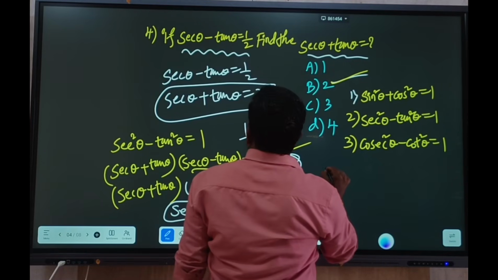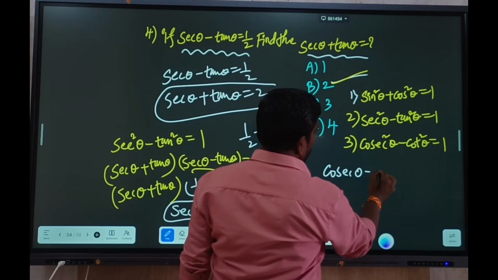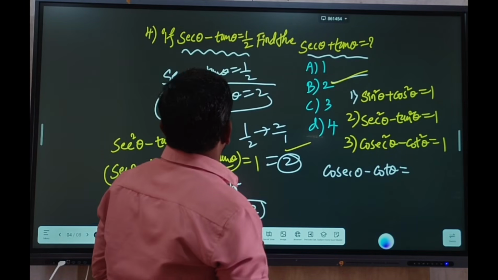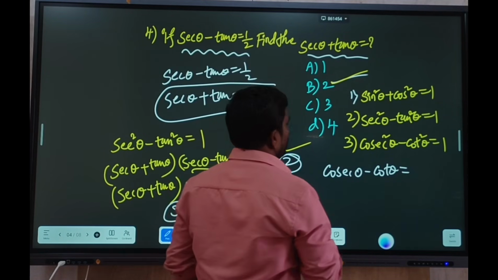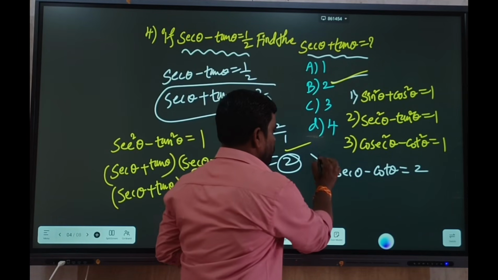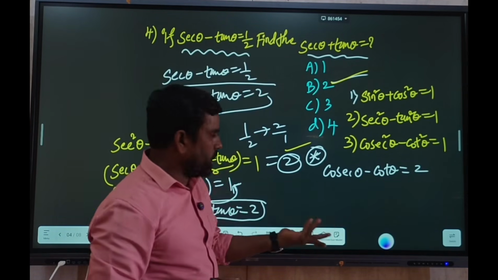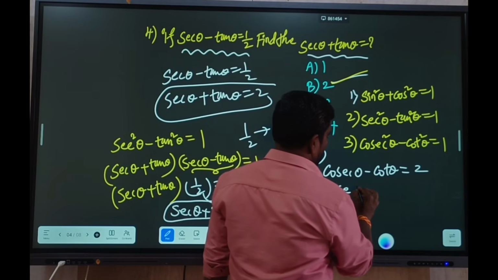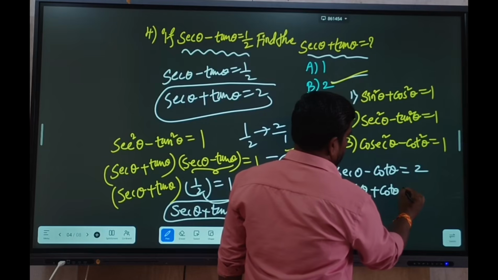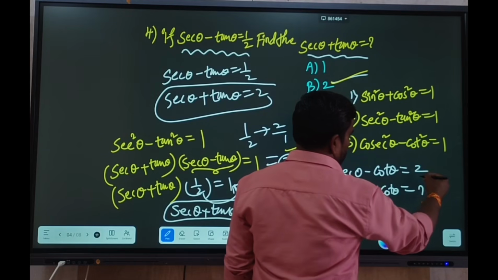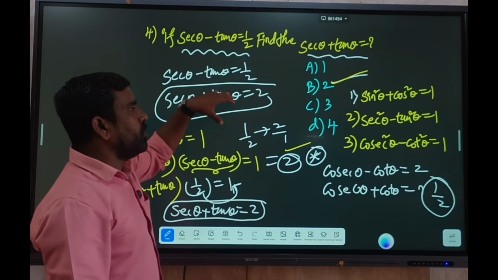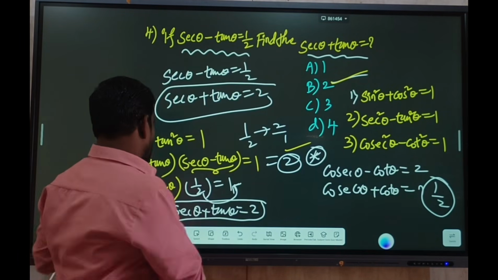Sometimes the question is given differently. Suppose cosec theta minus cot theta is equal to 2. This is a new question. Then the answer is directly: if asked cosec theta plus cot theta is equal to how much, that time take the reciprocal of 2. 2 reciprocal is how much? 1 by 2. The answer is 1 by 2. This type of question is asked many times in exams.